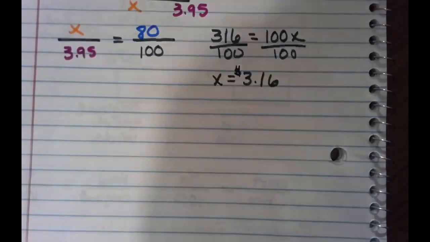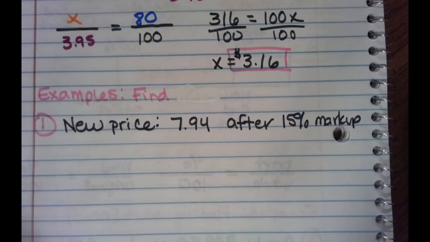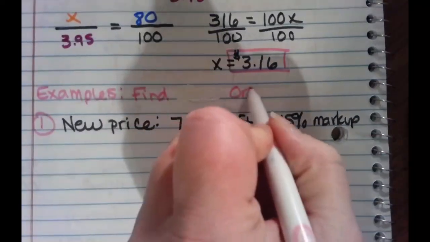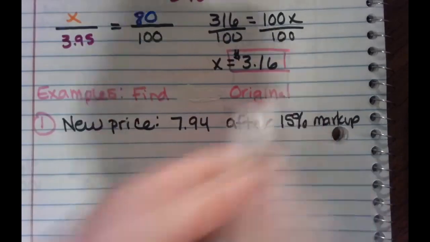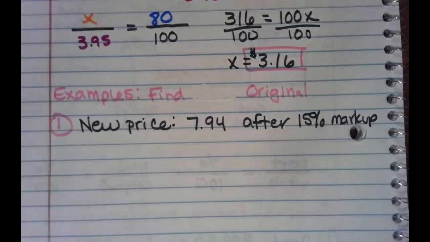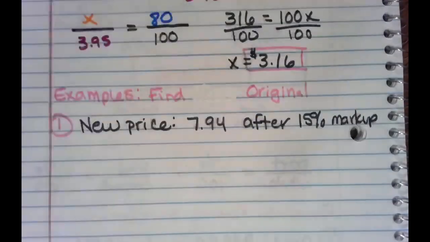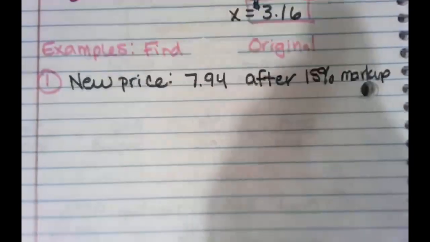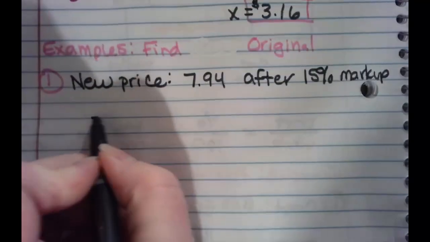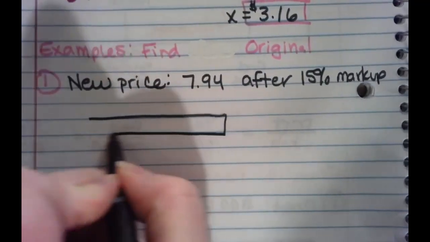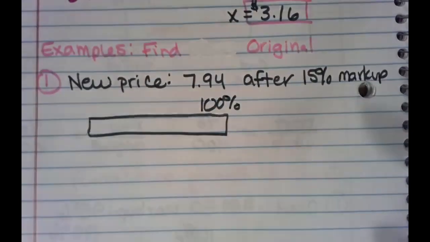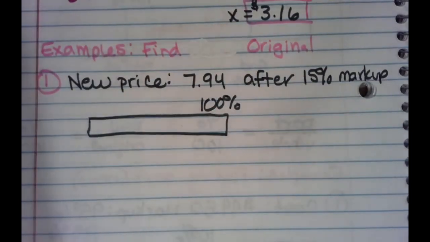But there we go. All right, now we're going to be finding the original. I made a little mistake there, so I put that original. Okay, finding the original. So this is where we're given the new and the markup or markdown, but we don't know the original amount where we started. So again, we're just going to draw a tape diagram. This helps us visualize what we're actually doing. Okay, so we start at 100 no matter what.